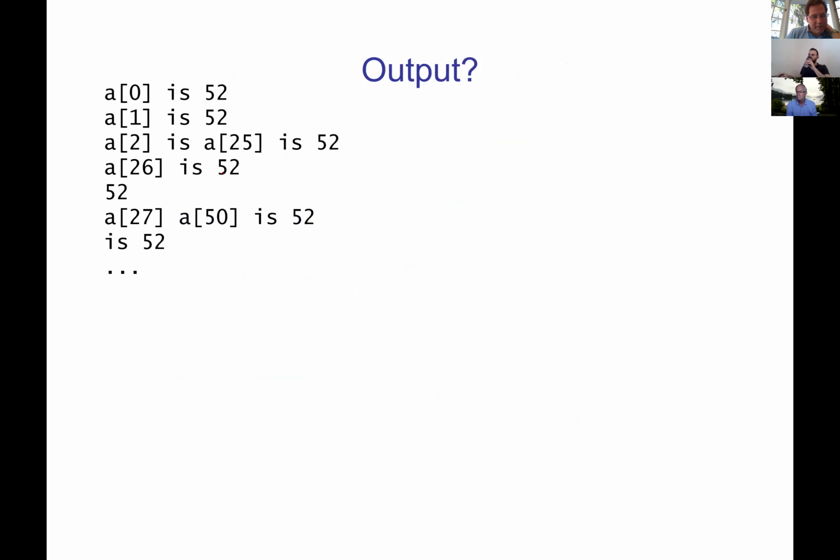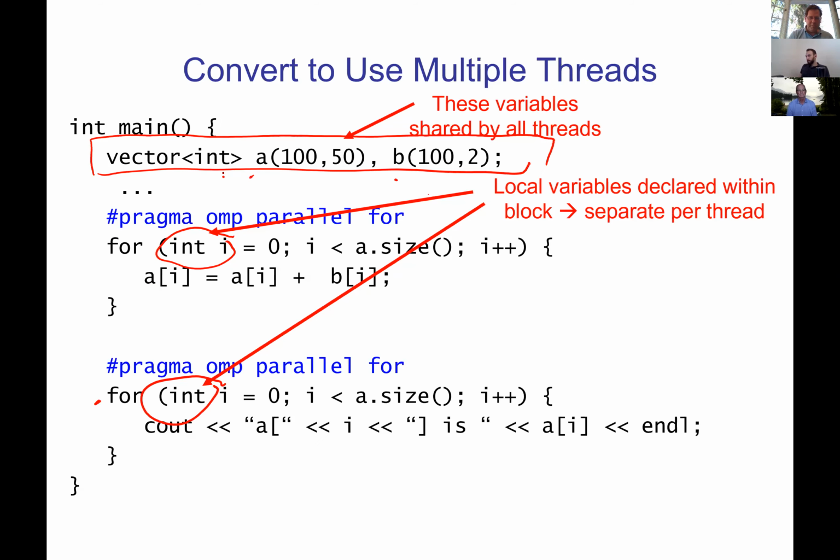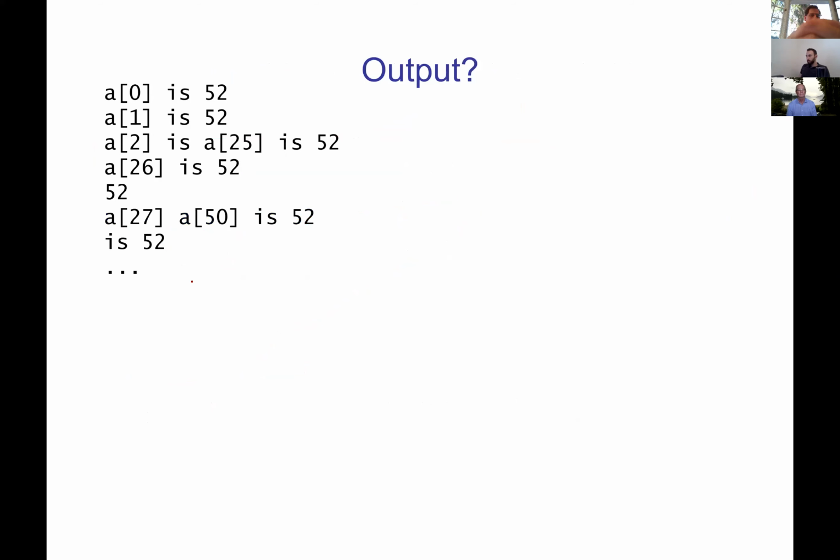Okay, so if I run this, I'm not going to do a demo, but I did run this before starting this lecture. This is the output I get. The output should clearly be: I initialized all 100 elements of A to 50, and I initialized all 100 elements of B to 2. So when I add them together, A should become 52 for every single value, and I should just write them out. But what I actually get is A of 0 is 52, A of 1 is 52, A of 2 is A25 is 52, A of 26 is 52, and so on. So it's garbled. So why?